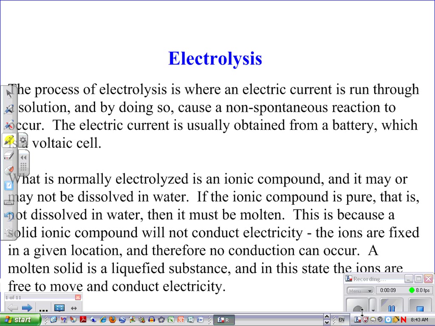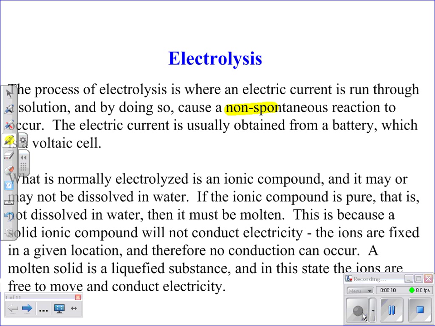And in electrolysis, what you're doing is you're causing a non-spontaneous reaction. So we know what that means as far as voltages go. It's a negative voltage. And we're causing that non-spontaneous reaction to occur. And the way we do that is by giving it a push from an electric current that is provided by a voltaic cell. Some sort of battery usually provides that.